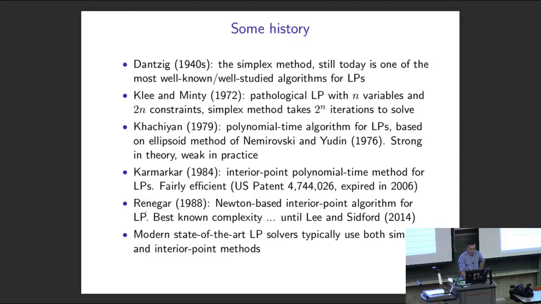And the one that we know today, or let's say one that's more similar to the one we're using today, is the Newton-based interior point method of Renegar. For a long time, this had the best known complexity for solving linear programs, quadratic programs, and general smooth convex problems subject to smooth inequality constraints and linear equality constraints. It's very close to the primal dual interior point method that we're going to see next time.